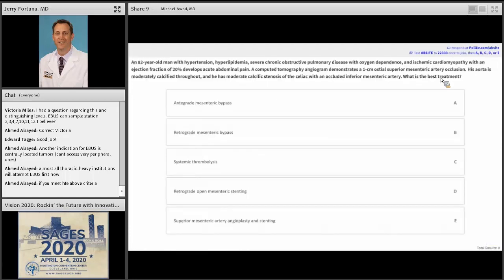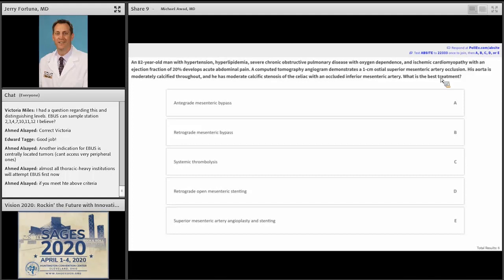An 82-year-old man with hypertension, hyperlipidemia, severe chronic obstructive pulmonary disease with oxygen dependence and ischemic cardiomyopathy with an ejection fraction of 20% develops acute abdominal pain. A CT angiogram demonstrates a 1 centimeter ostial superior mesenteric artery occlusion. His aorta is moderately calcified throughout, and he has moderate calcific stenosis of the celiac with an occluded inferior mesenteric artery. What is the best treatment?